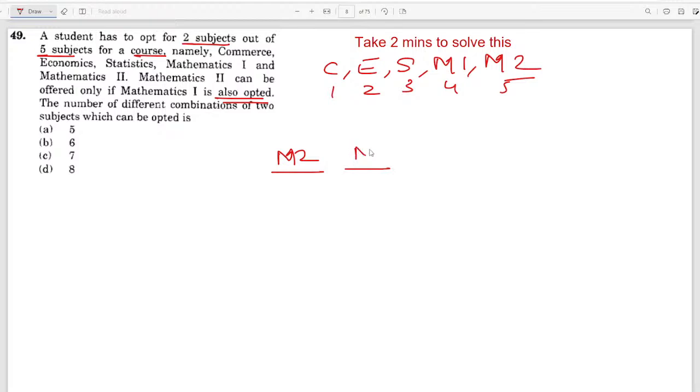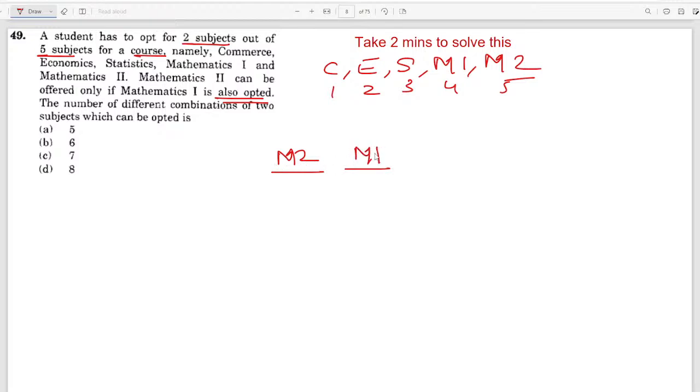We'll see how to go about this question here. A student has to opt for 2 subjects out of 5 subjects for a course, namely commerce, economics, statistics, and maths 1 and maths 2. These are the 5 subjects. And mathematics 2 can be offered only if mathematics 1 is also opted. So they are saying M2 can be taken only if M1 is there.